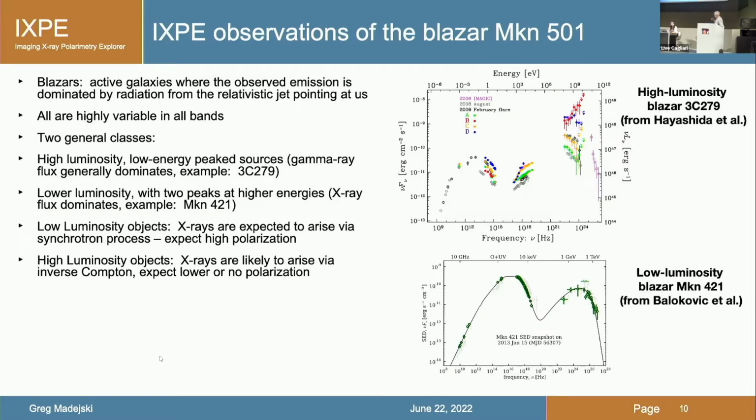So in the case of those low luminosity objects, we expect a relatively high level of polarization in the X-ray band, simply because it was the same synchrotron emission that you infer from polarization in optical and radio. Presumably, one should expect polarization as well. On the other hand, in the high luminosity sources, like the one on top here, this is 3C279 from a paper by Masaaki Hayashida, you expect that the X-ray emission all the way up to gamma rays is probably already inverse Compton emission. So you expect a significantly lower level of polarization in those sources. And in fact, you will see in a minute that this is basically what we are observing.